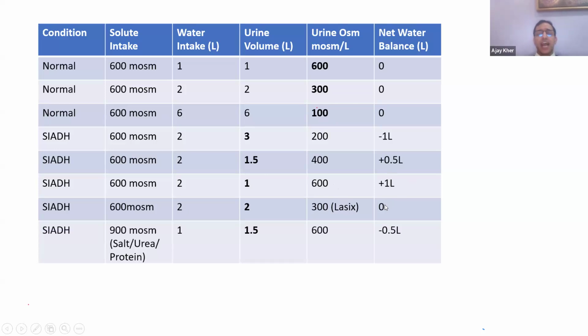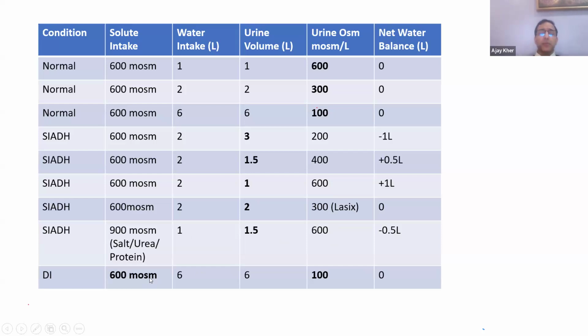Now, if with the Lasix I add fluid restriction or I add extra salt or urea or protein, so now I've increased their osmolarity to 900 in a day. They are taking water at 1 liter by the fluid restriction. And even if they're 600 osmolarity fixed because of SIADH, they'll be negative.